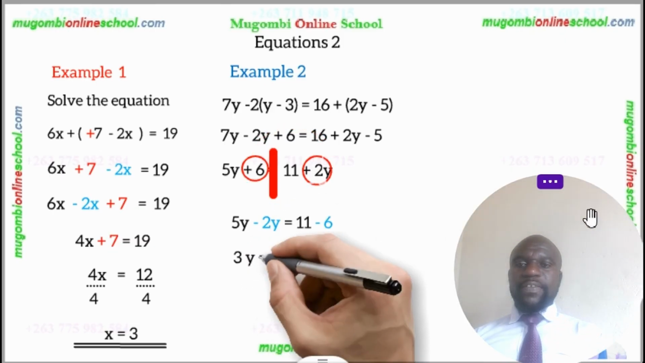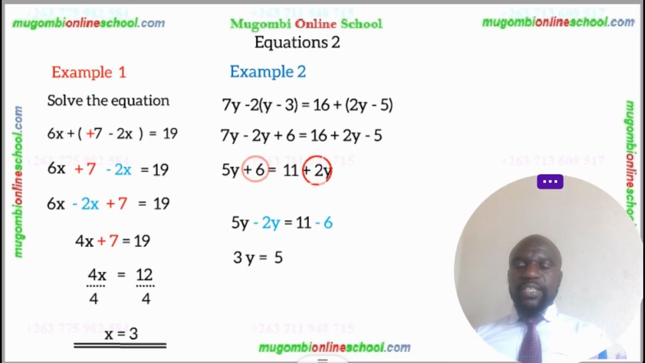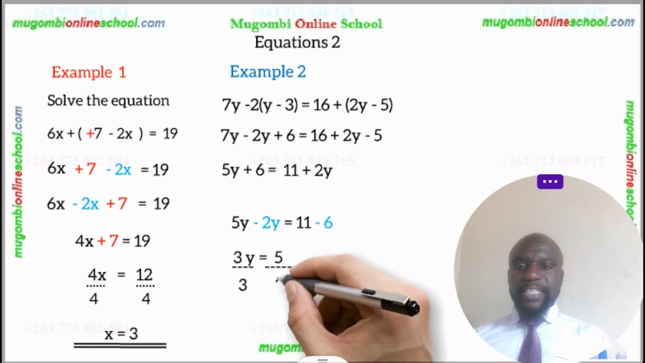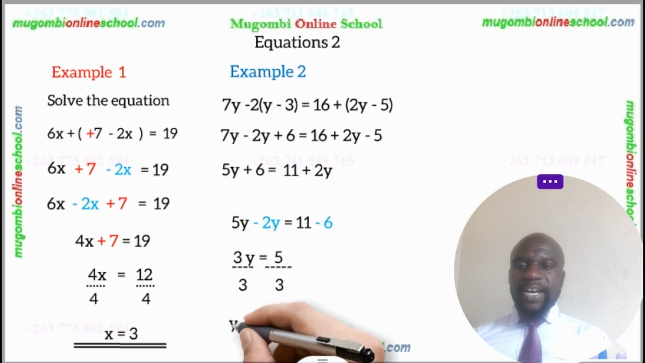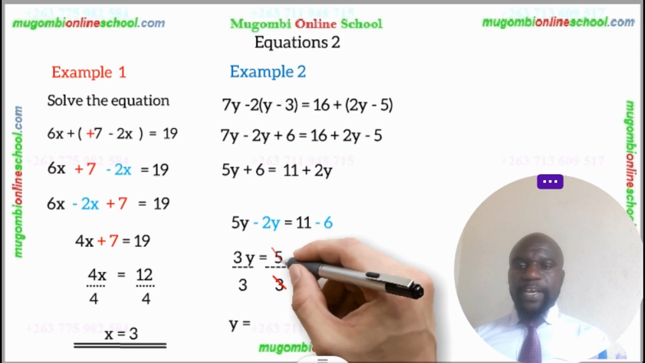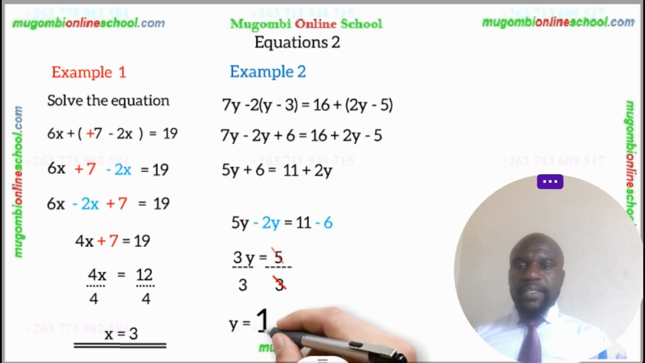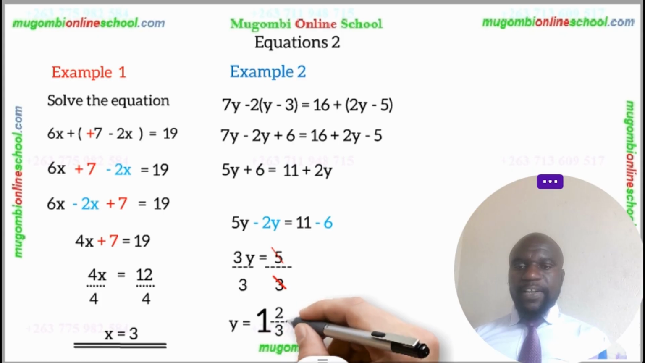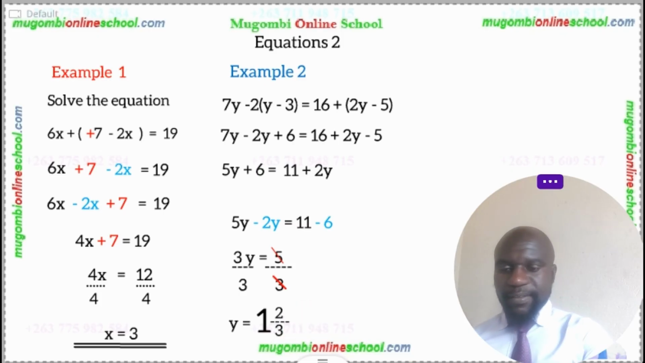5y minus 2y is equal to 11 minus 6, which will reduce to 3y is equal to 5. And then we have to divide both sides by 3. And our final answer becomes y is equal to 3 into 3, that's 1. 3 into 5, that's 1. Remainder 2 over 3. So this is our final answer there.